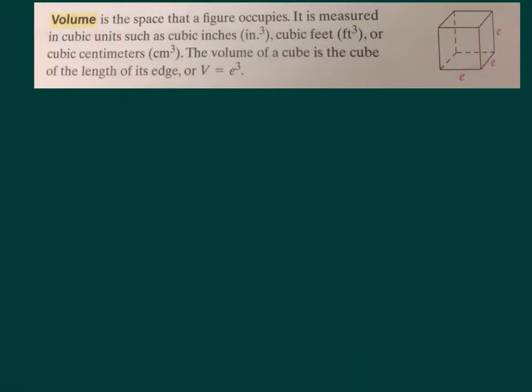Beginning with the definition of volume, which is basically the space that a figure occupies. It can be in cubic feet, cubic inches, cubic centimeters, whatever, just cubic units. The volume of a cube would be V equals e cubed. You're going to multiply length times width times height to get the volume of the cube. And since the length, width, and height are all the same, that is going to be e cubed.